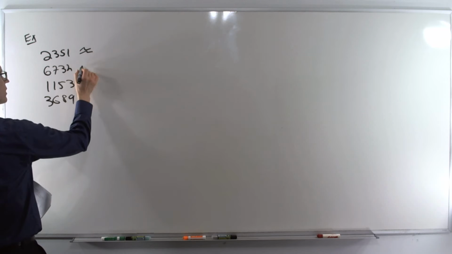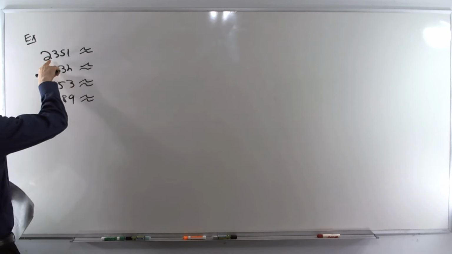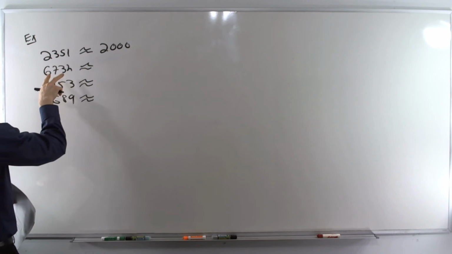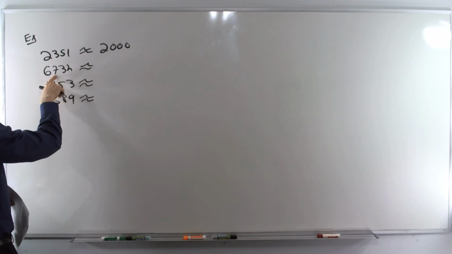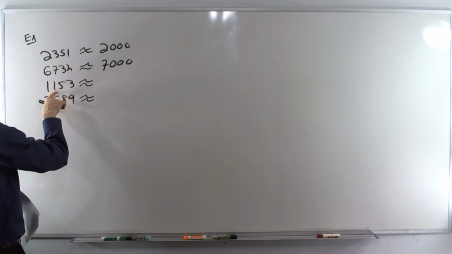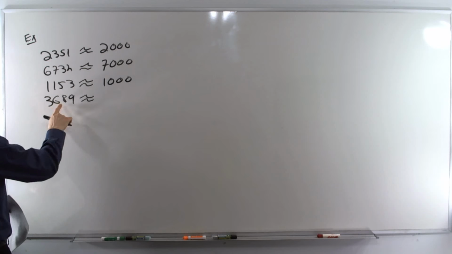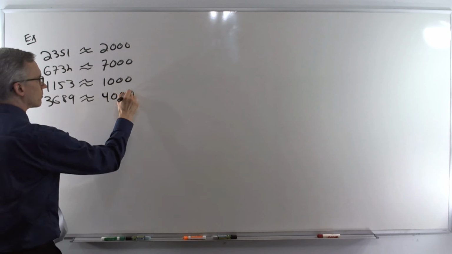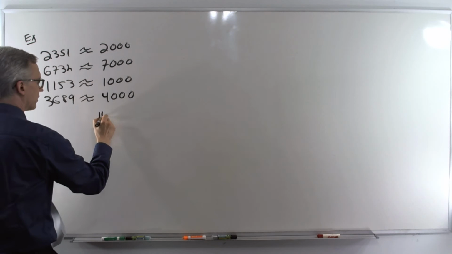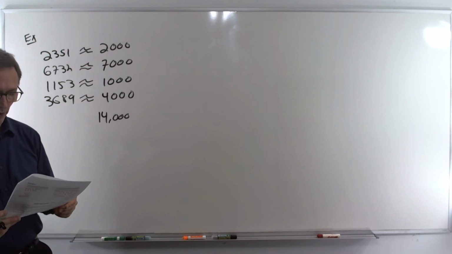All right. This little squiggly here means approximately equal to. So to the right of the 2 is a 3, that is less than 5, so this stays 2,000. 6732, 7 is 5 or greater, so that increases this to 7, so we get 7,000. Here we got a 1, that does not increase the 1, so that stays as 1,000. And this one we got a 6, that is 5 or greater, so that turns into a 4,000. So there's our 4 rounded values. Now add these up. 7, 11, 12, 13, 14. 14,000. So if you just need a quick estimate, this is the way to go.